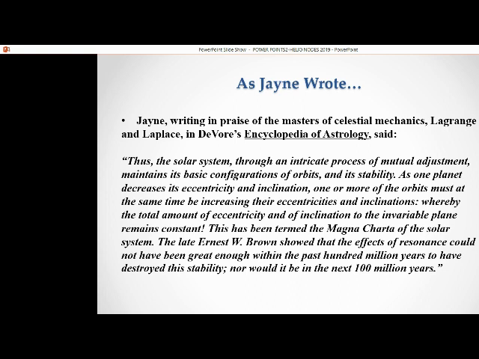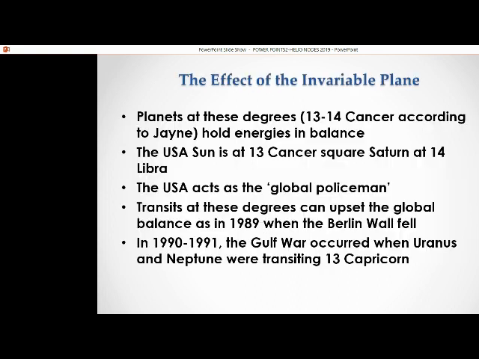The late Ernest W. Brown showed that the effects of resonance could not have been great enough within the past 100 million years to have destroyed the stability, nor would it be likely to do so in the next 100 million years. Keyword, stability. The effect of the invariable plane, which I've studied since the 80s, Jane suggested it's 13 to 14 degrees Cancer. And of course, if you're adjusting that 1 degree for every 72 years, it may be moving. There's a bit of dispute on this, but I use 13, 14 Cancer.